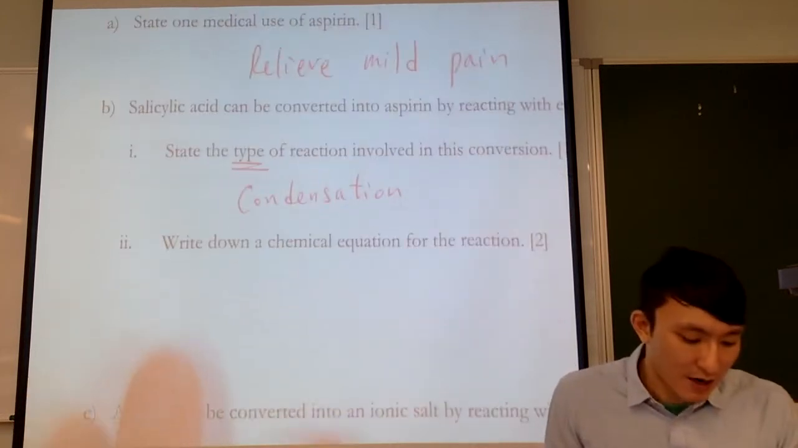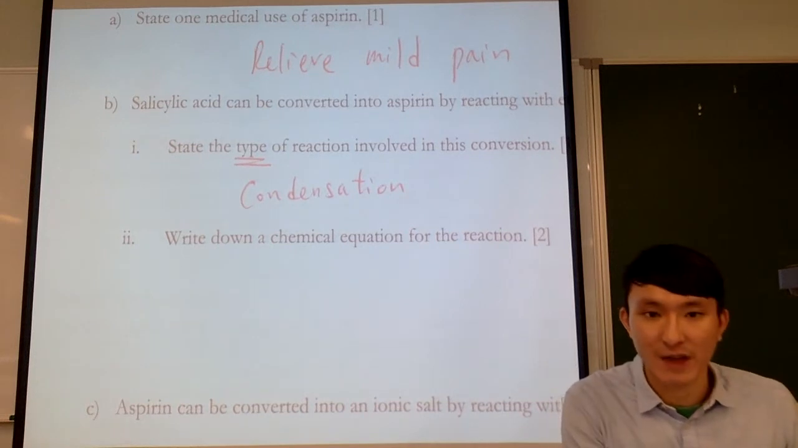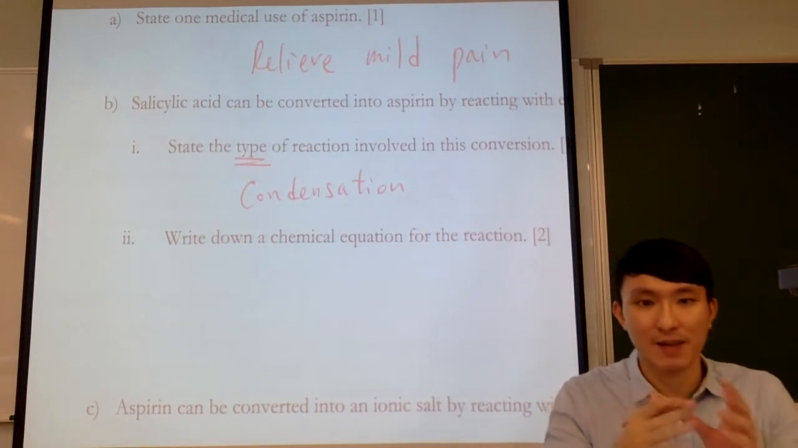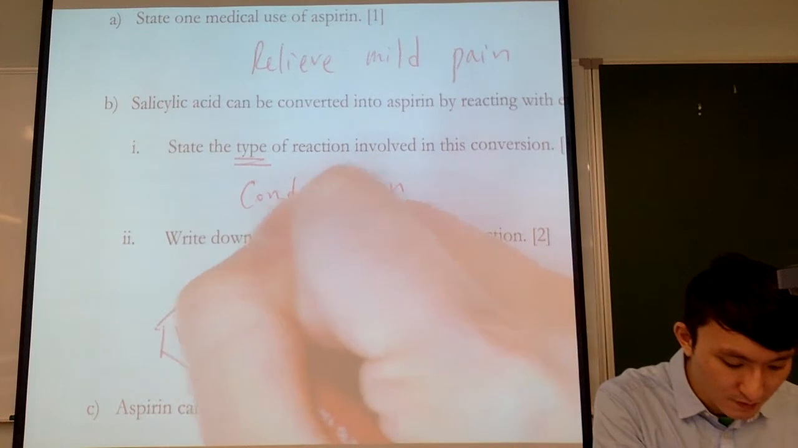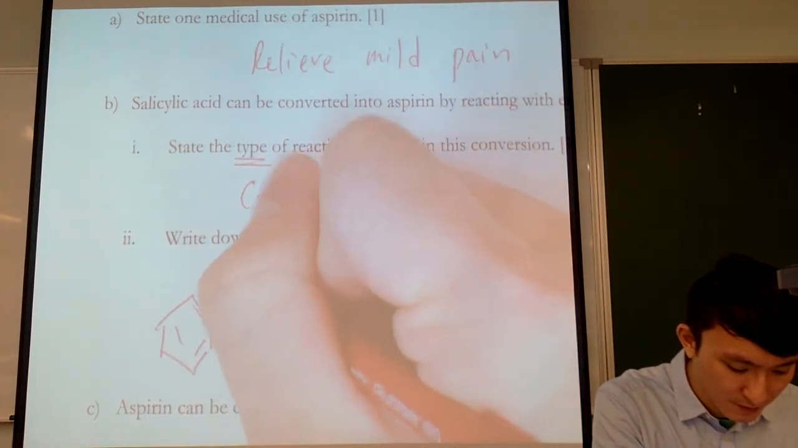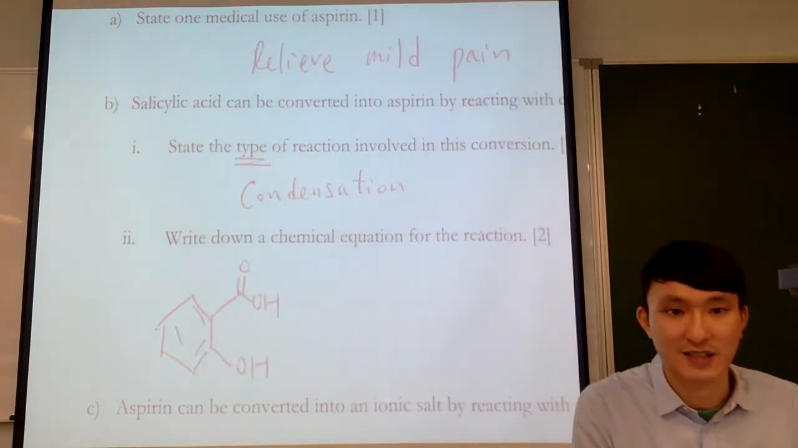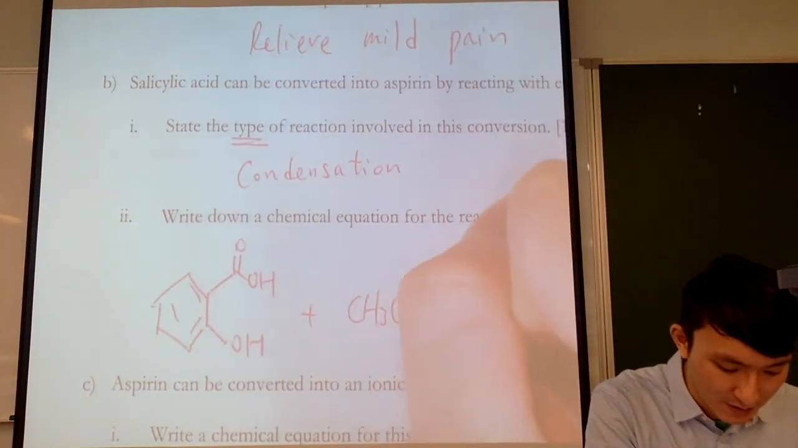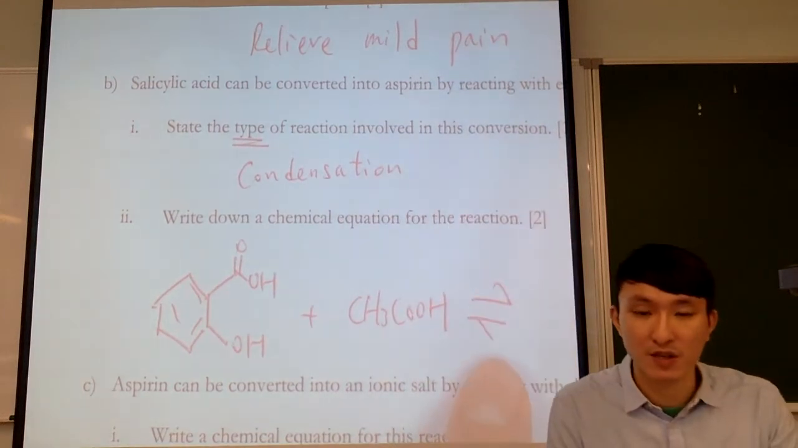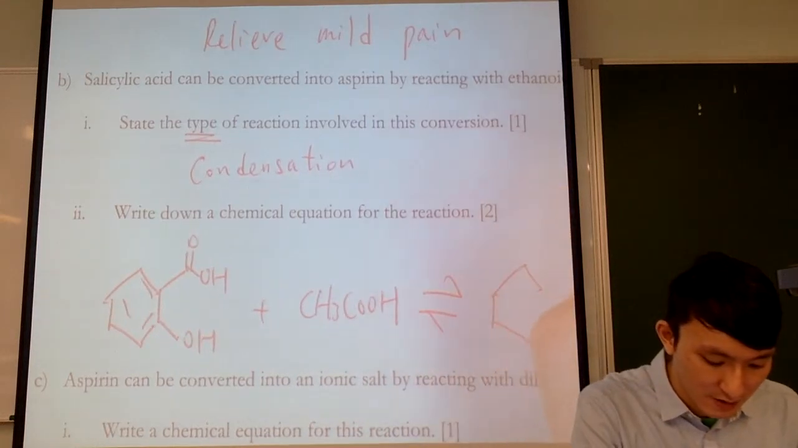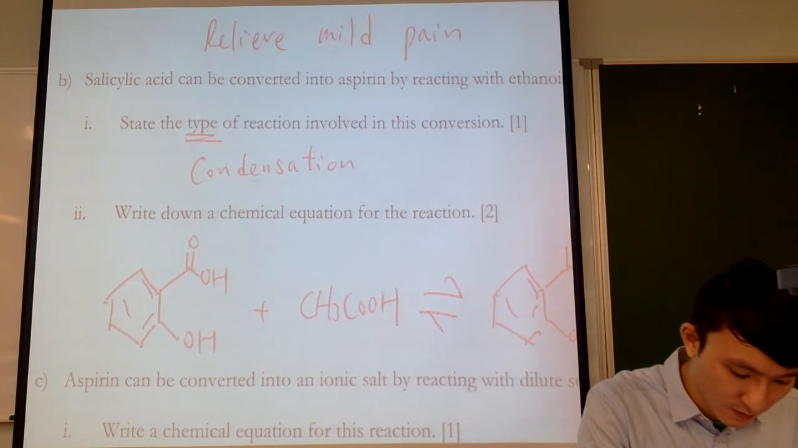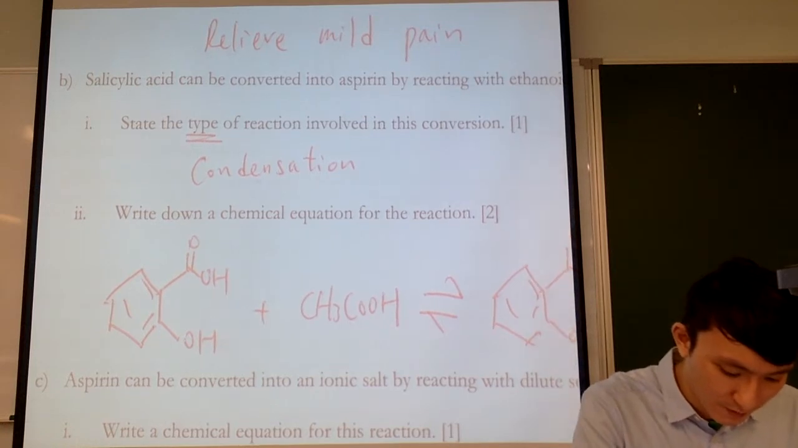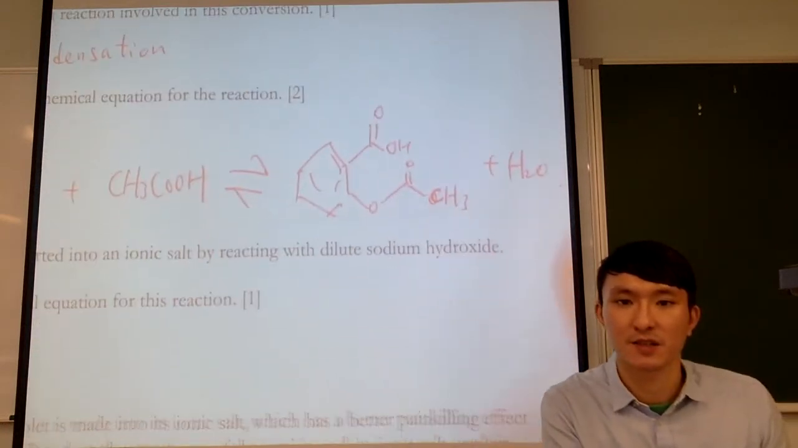Okay? Write down the chemical equation, so basically the one on the left, but I still want you to practice writing chemical equation involving slightly complicated compounds. So we have this is a salicylic acid, reacts with ethanoic acid. Make sure you put that reversible sign, otherwise you got one mark deducted. Don't forget we have a water as the product, okay?